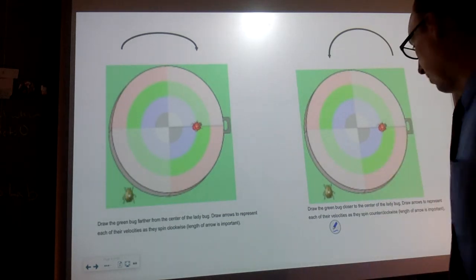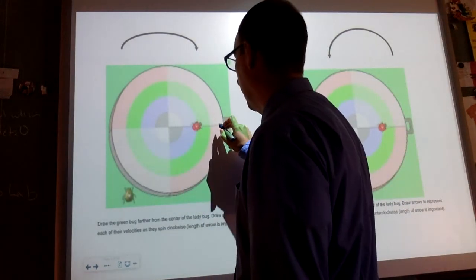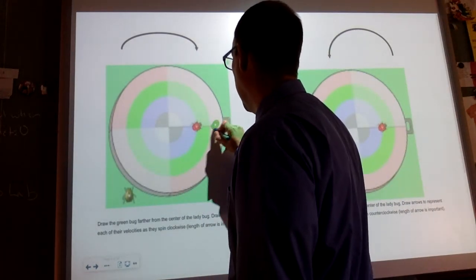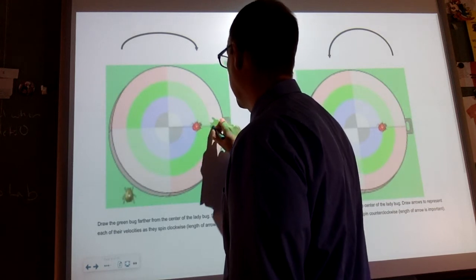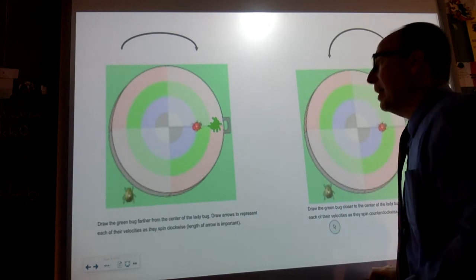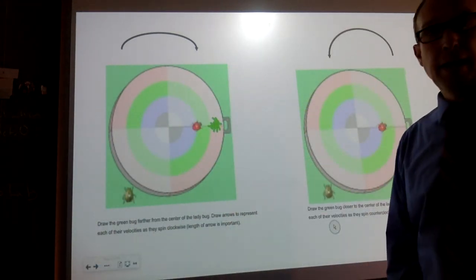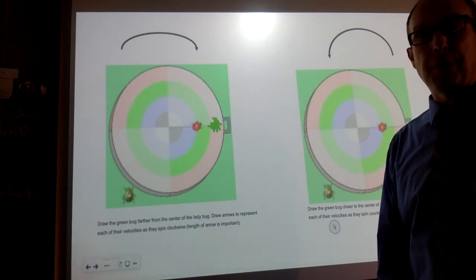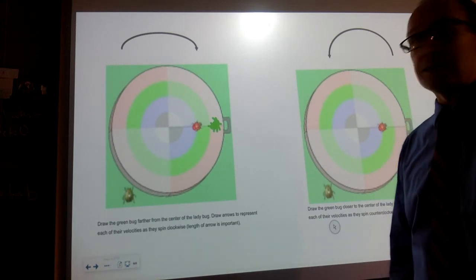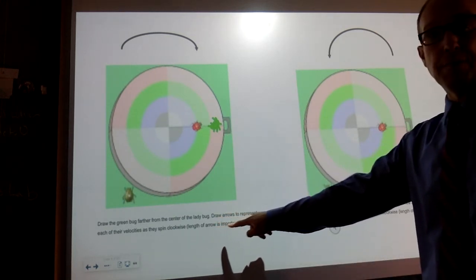All right, so now I'm going to put the green beetle outside of the ladybug, but they're sitting on the same disk. Again, I'm going to spin them clockwise this way, and I want you to draw arrows that represent how their velocities relate to each other. So the length of the arrow is important.